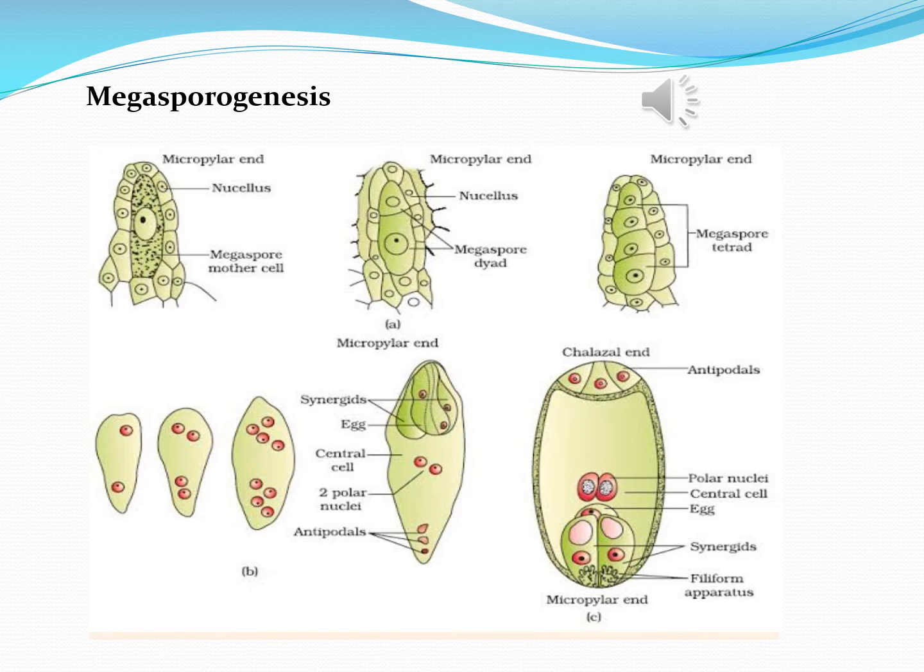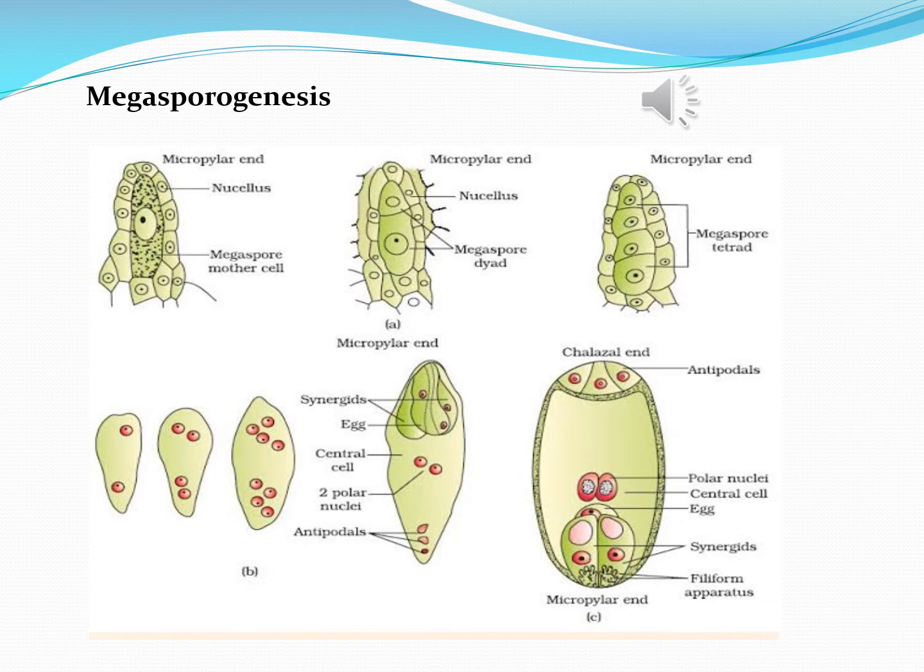These megaspore mother cells undergo meiotic division and produce 4 megaspores. Out of 4 megaspores, 3 degenerate, so there is only one megaspore cell, and this we call monosporic. Later this cell undergoes successive mitotic divisions.